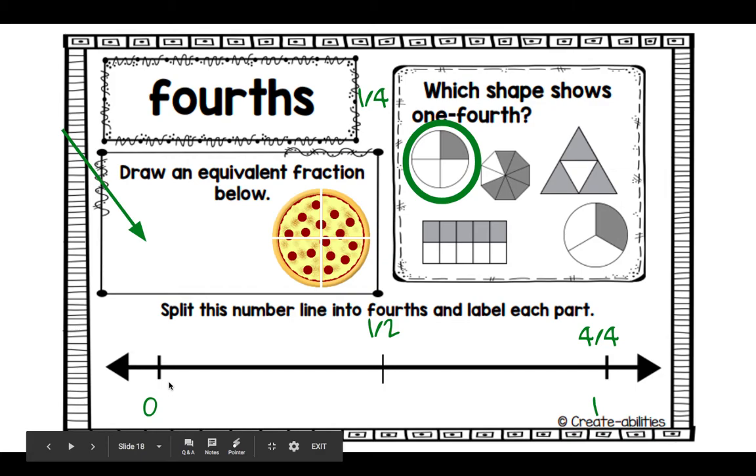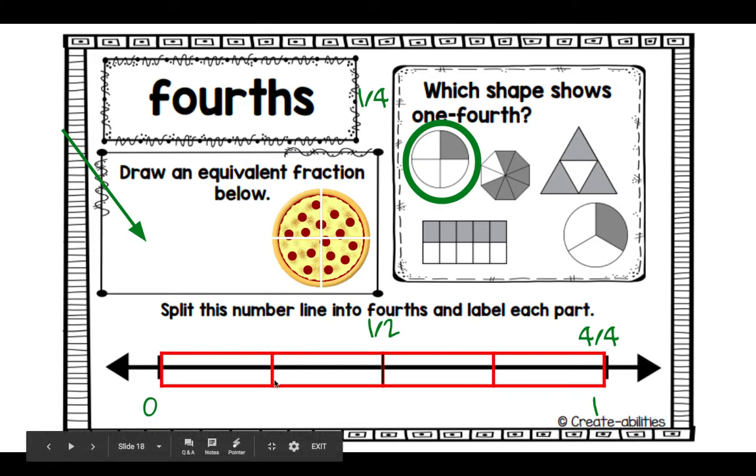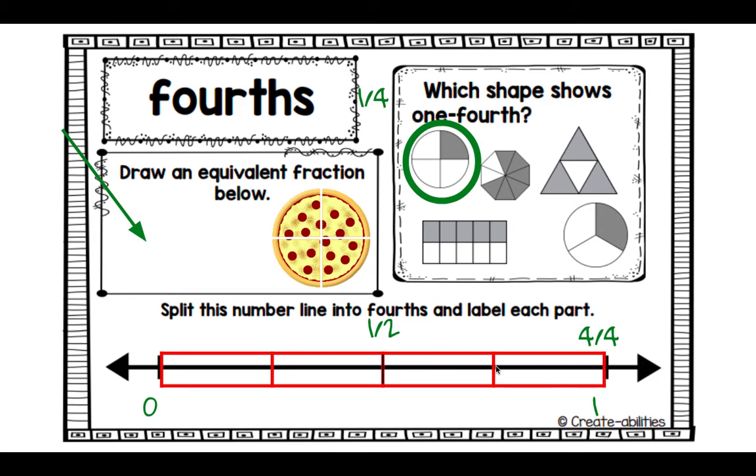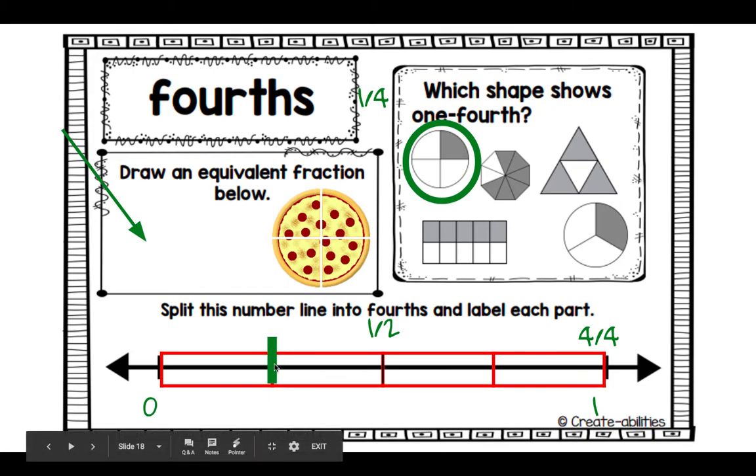And this time we're going to draw 4 equal rectangles between 0 and 1. So if you think about it as cutting it in half, and then cutting it from 0 to 1/2 in half, and then from 1/2 to 4/4 or 1 whole in half, you will get even parts with the 4/4. So then we are going to just draw a little darker line on top of those little rectangle lines where those rectangles meet, like I am right here with my green.